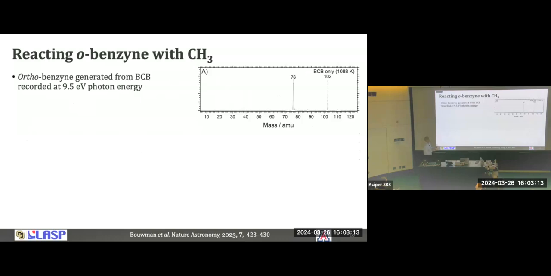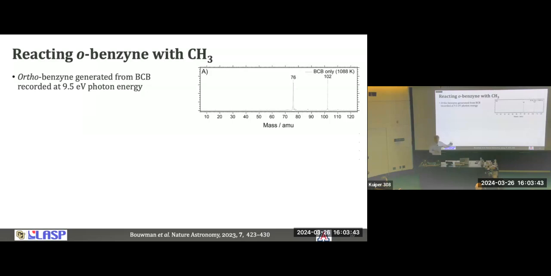So we can do mass spectrometry, and that's what we do first to convince ourselves that we know how we pyrolyze a radical precursor. We know how we pyrolyze the precursor for methyl, which in this case was acetone. Here I show you a mass spectrum recorded at 9.5 electron volts photon energy at the beamline. And you can see that when we pyrolyze this benzocyclobutadiene, the precursor for orthobenzene, we cleanly form mass 76, which is orthobenzene.